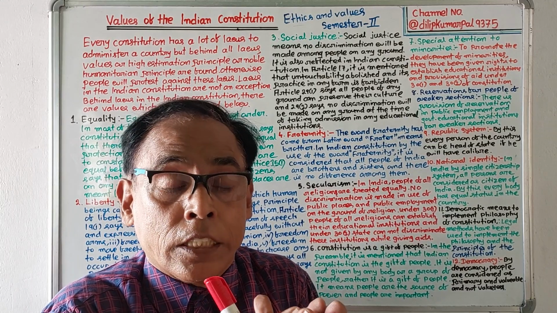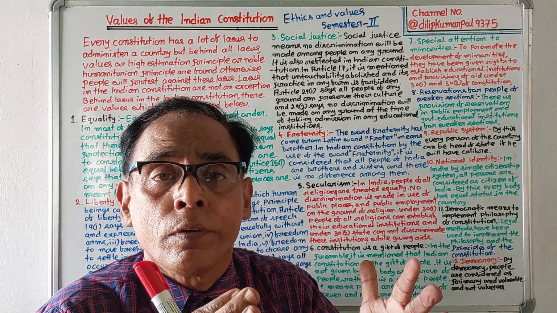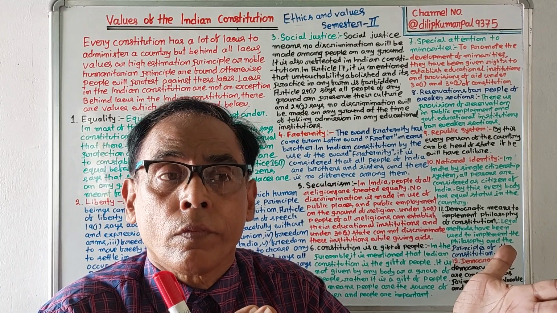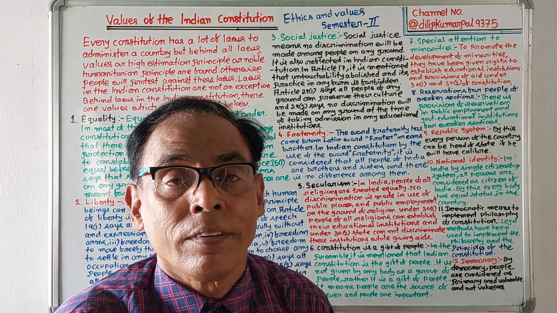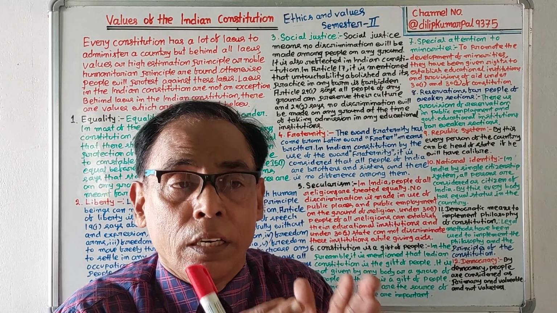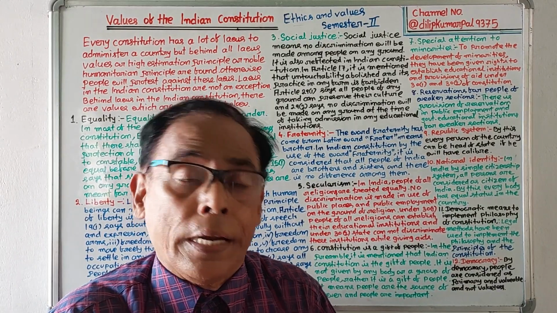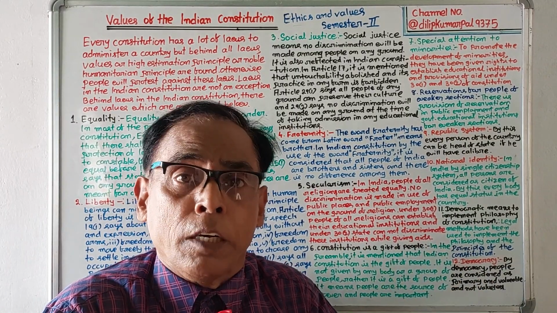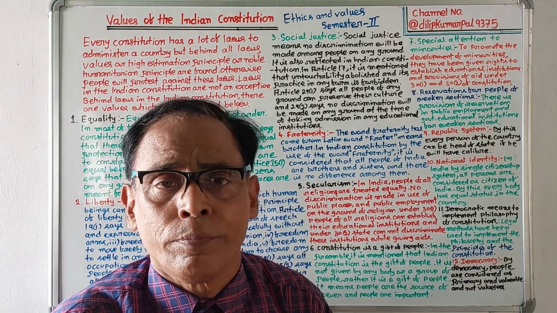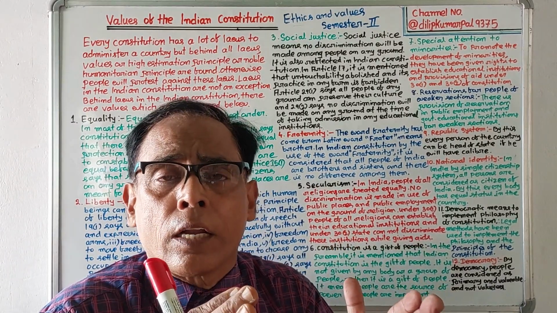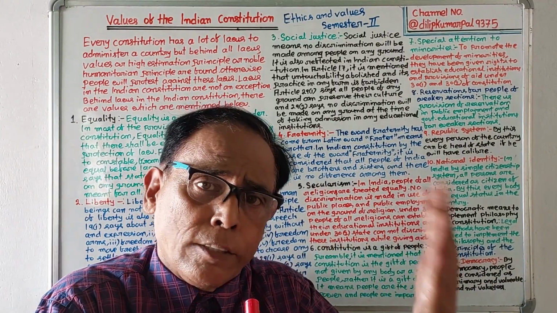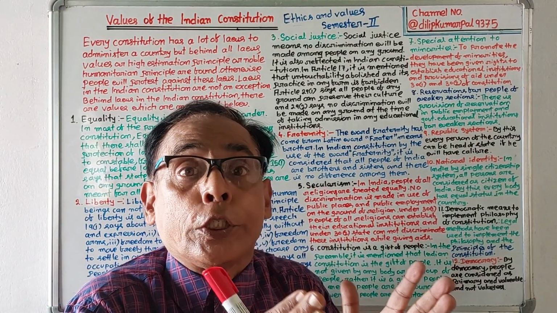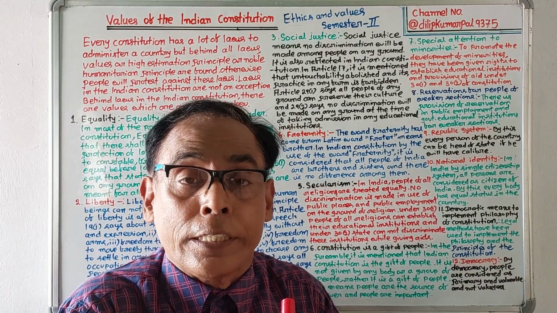There cannot be discrimination in public employment on the ground of religion. There cannot be discrimination for the use of public places on the ground of religion. Then Article 30 Clause 1 says that people of all religions can establish their education institutions. Clause 2 says that the state, while giving aid to education institutions, cannot discriminate against these education institutions.